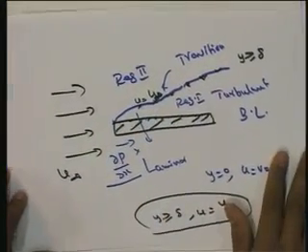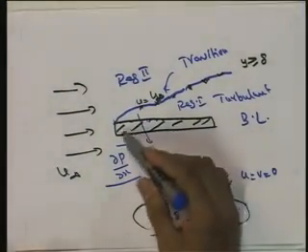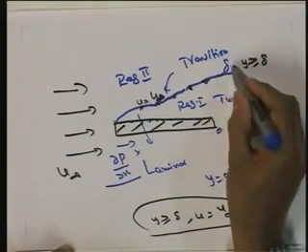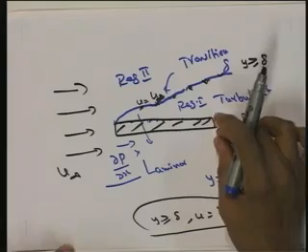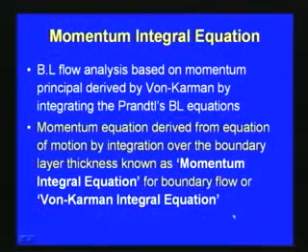Say, for example, we consider the flow over a flat plate as we have already seen. Here von Karman integrated from 0 to delta, so between the boundary layer thickness he integrated Prandtl's boundary layer equations, and these equations are called the momentum integral equations, or the von Karman integral equation, as it was derived by von Karman.